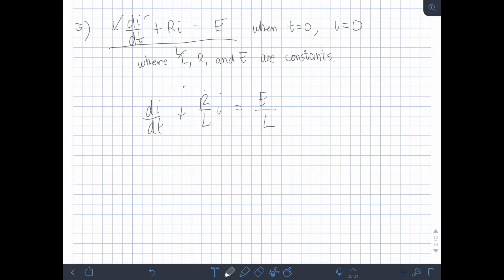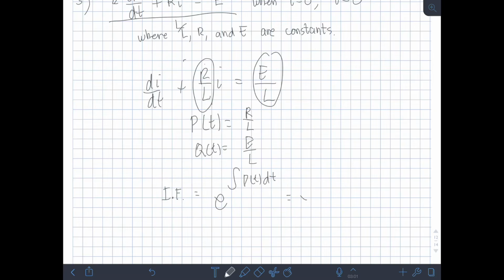So, therefore, the differential equation is linear, because we have P of T here, the coefficient beside I, which is R over L, and Q of T here, which is just the constant E over L. Then our integrating factor is E raised to the integral of P of T dt.